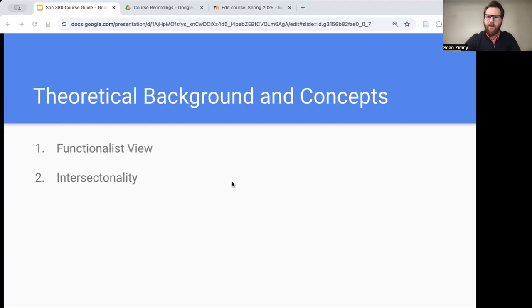So, some theoretical background and concepts. This largely comes from the Cockerham reading, that chapter 4 reading, and this section focused on how sociological theories explain gender health disparities. There are two primary sociological frameworks that I want to discuss that were really highlighted in the reading: the functionalist view and intersectionality.